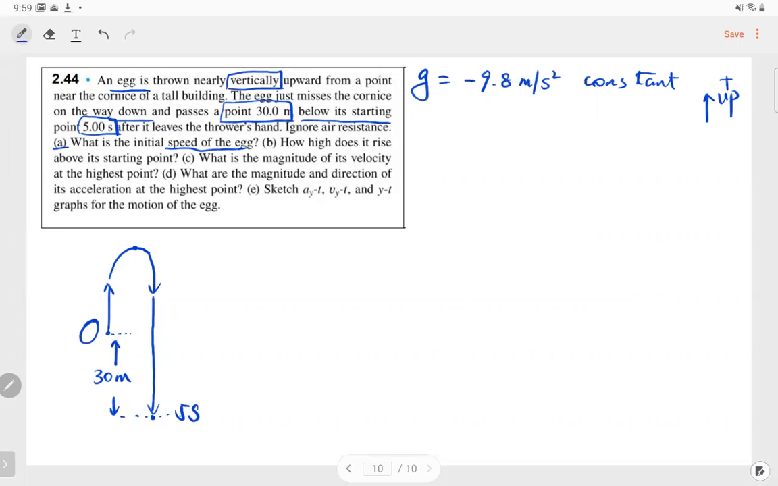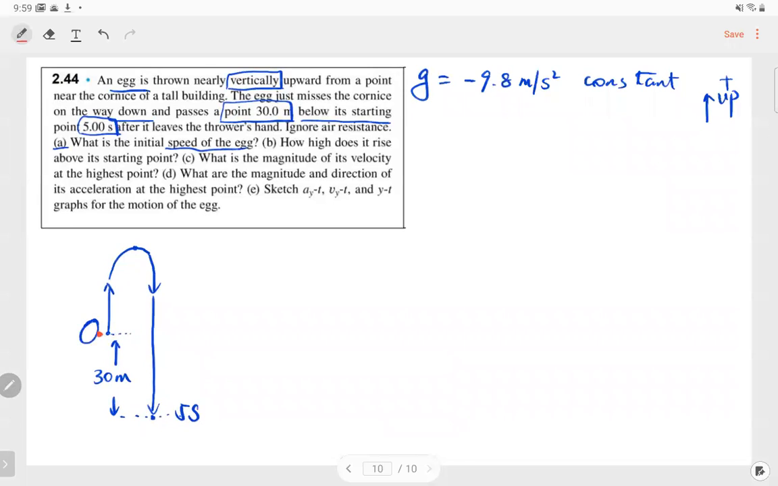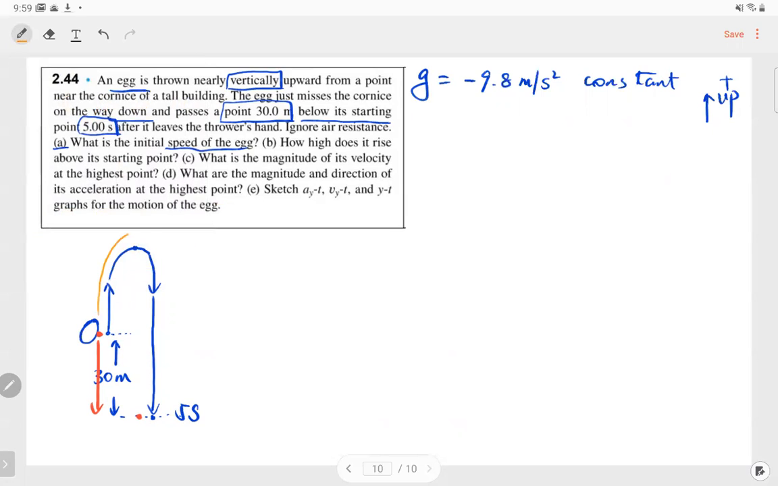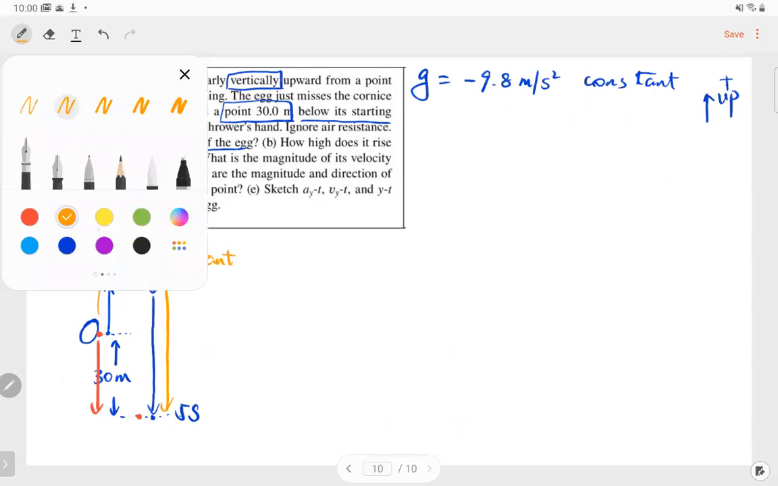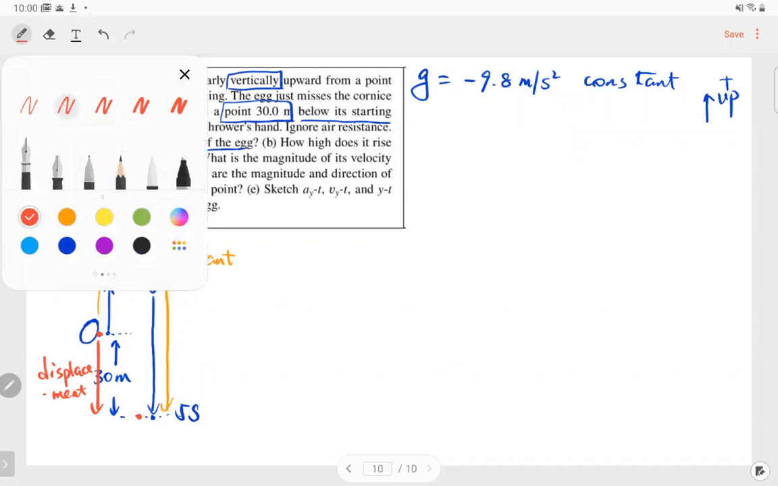Okay, let's see. We have displacement. The displacement is from the starting point to the ending point. Displacement goes down. Okay, this is displacement. And don't use this as a displacement. This is a distance. This is displacement. So be careful, they're different.